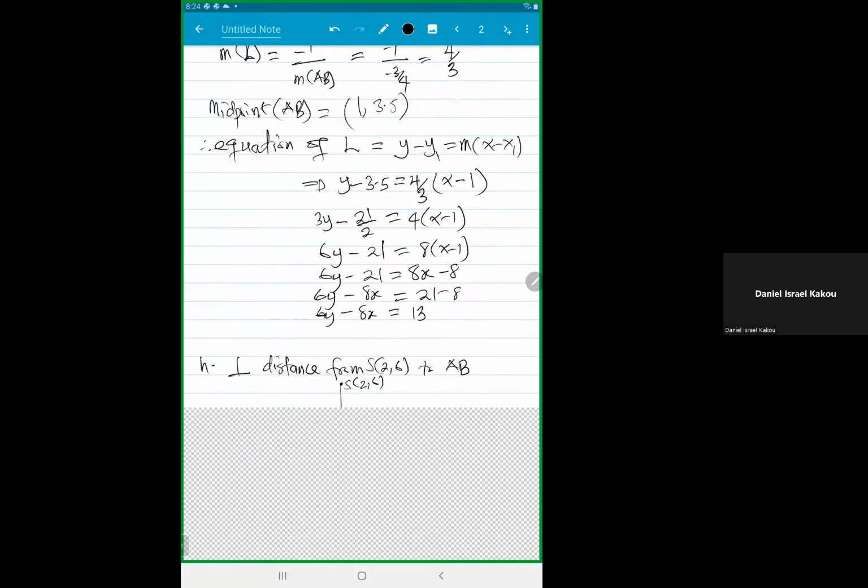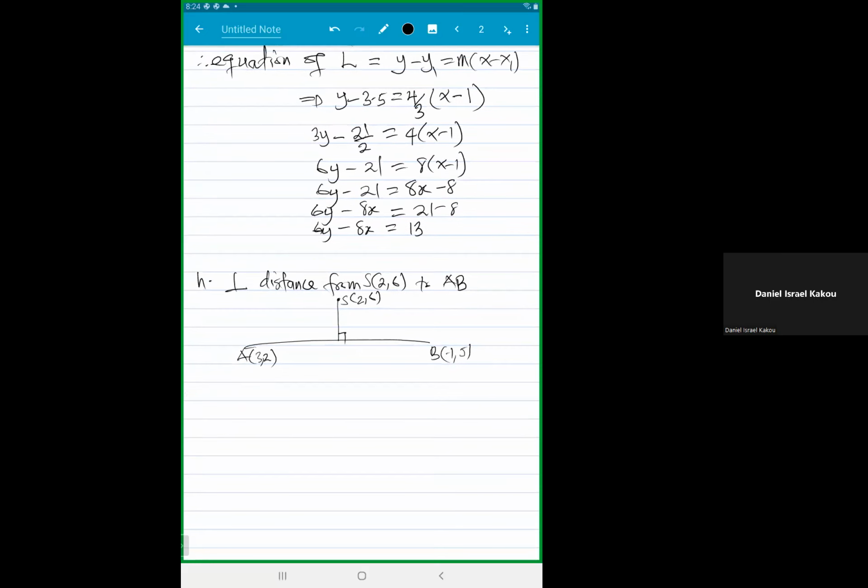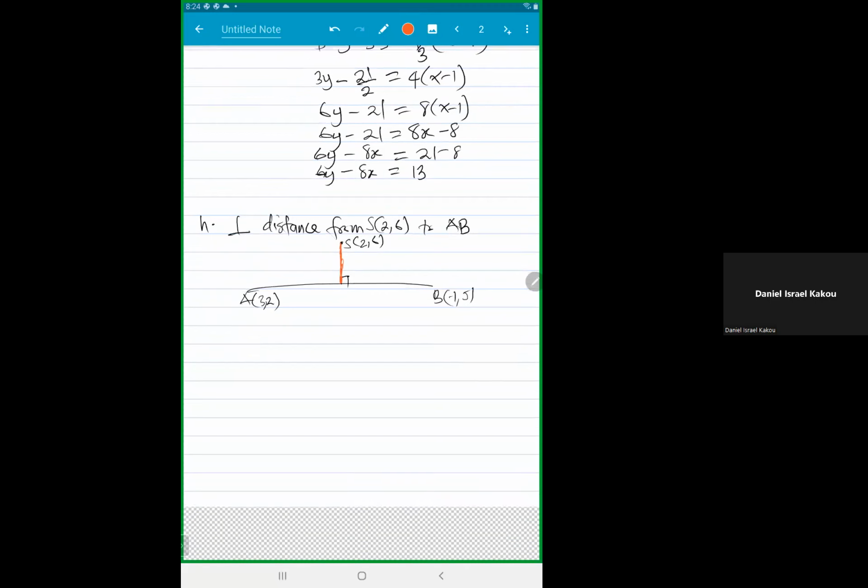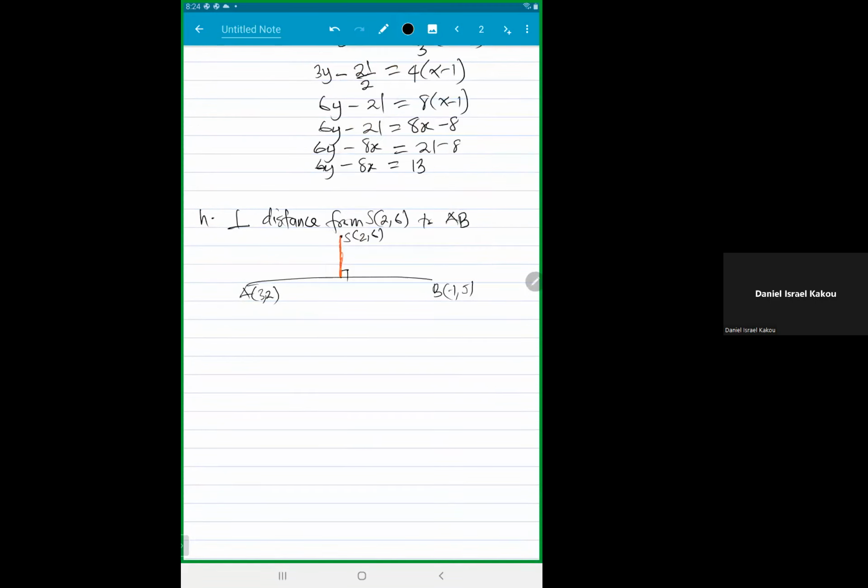Yeah, so minus 1, 5. So we are trying to find this distance here. This distance here. And we fortunately also learned how to find that distance from one of the formulas that says D is equal to the equation of the line evaluated at the point S.